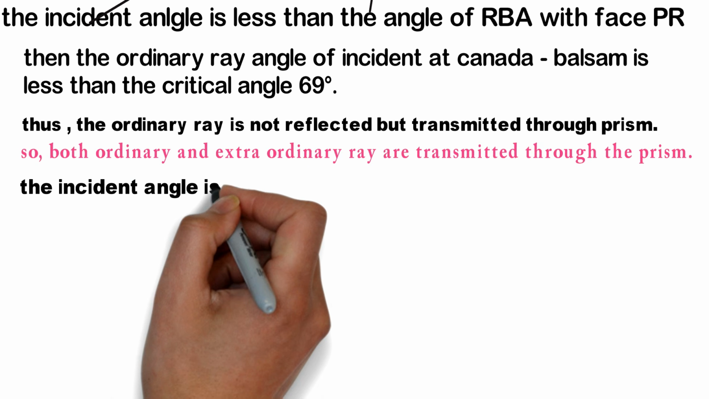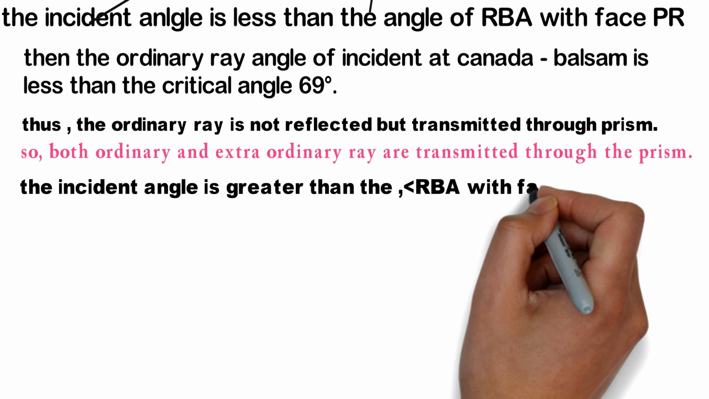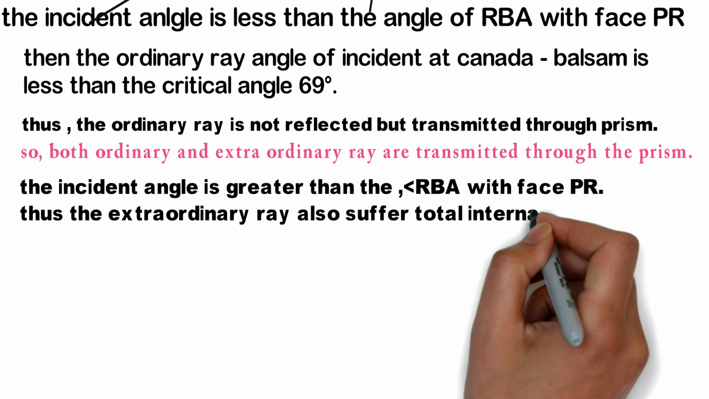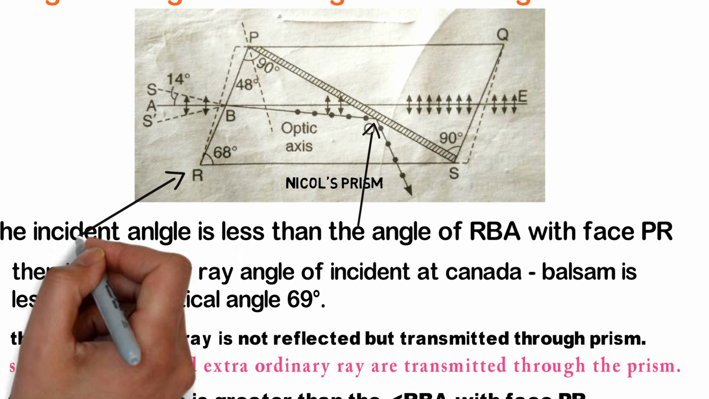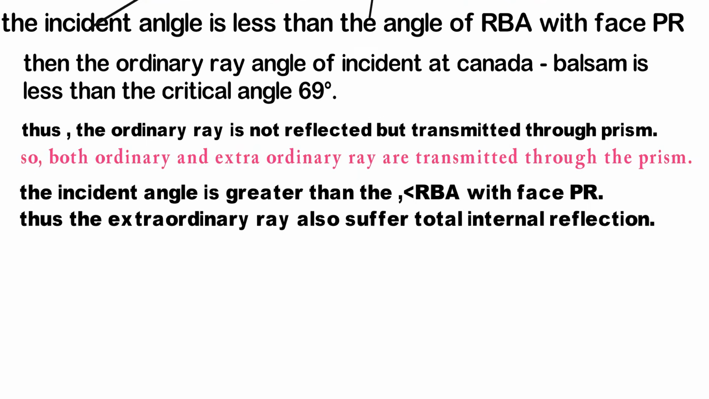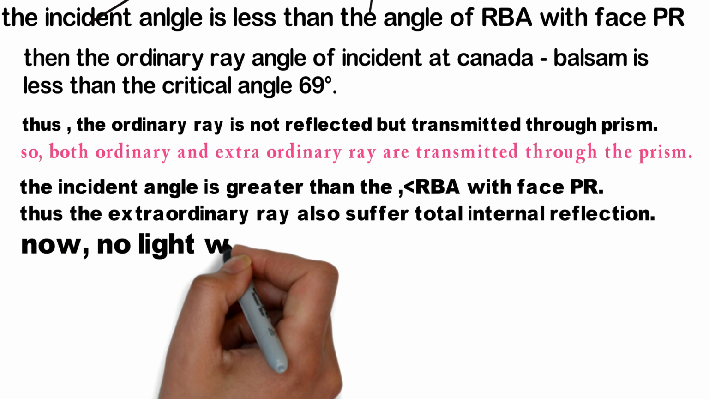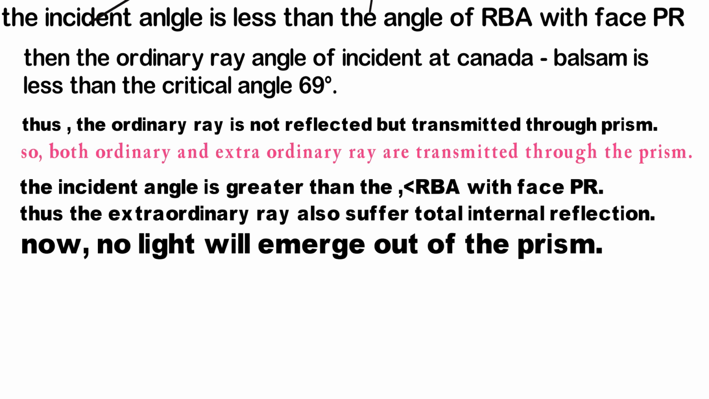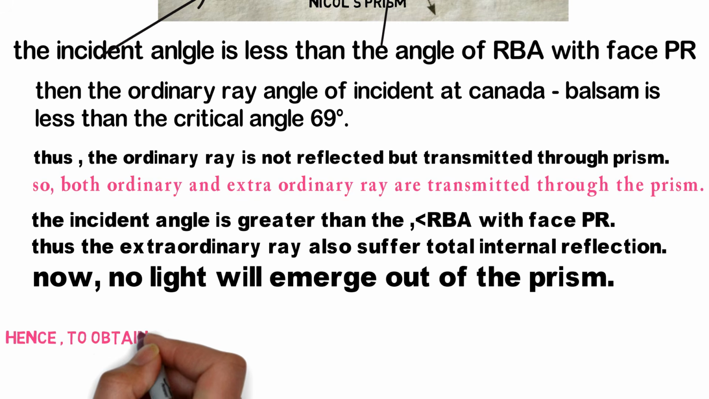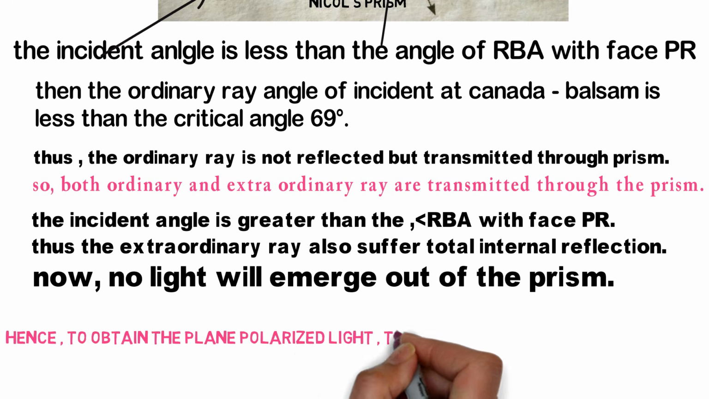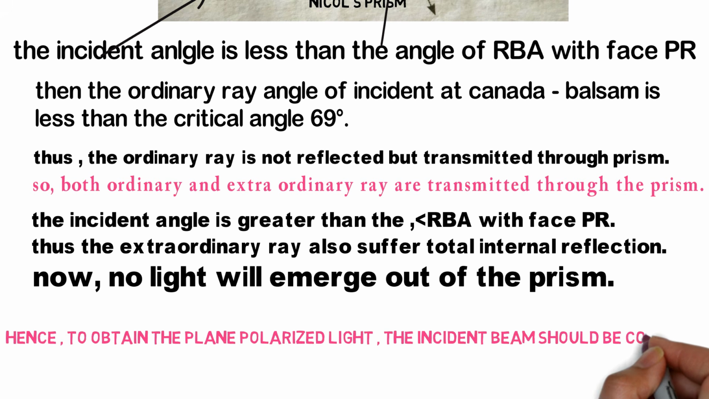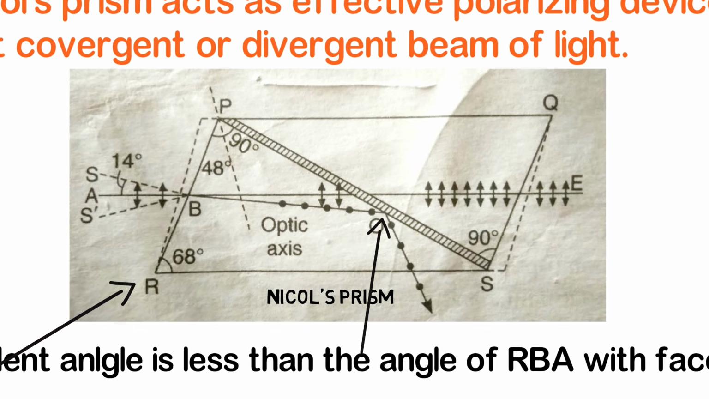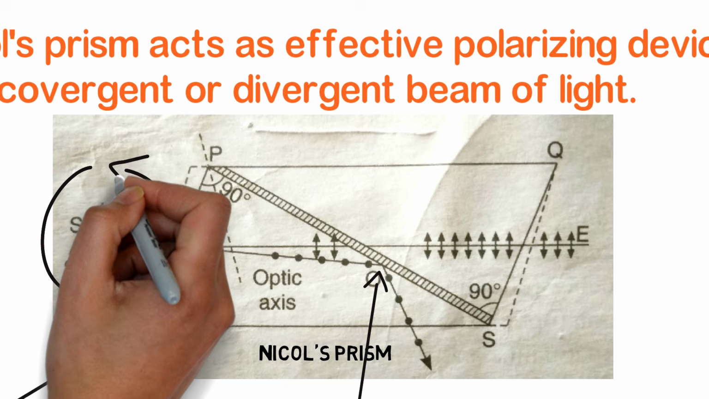If the incident angle is greater than the angle RBA, the extraordinary ray also suffers total internal reflection. Here we see the angle RBA. Now, no light will emerge out of the prism. Hence, to obtain plane polarized light, the incident beam should be confined within the angle of 14 degrees on either side of AB. Here we see the 14 degrees on either side of AB.